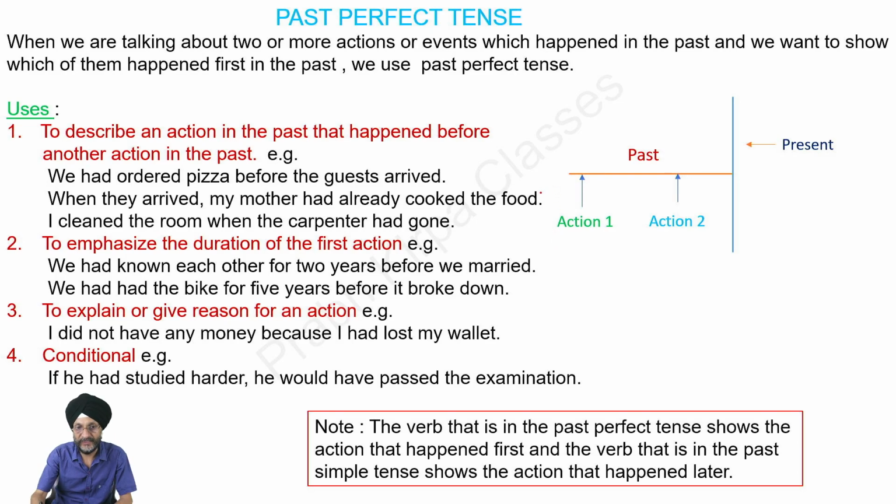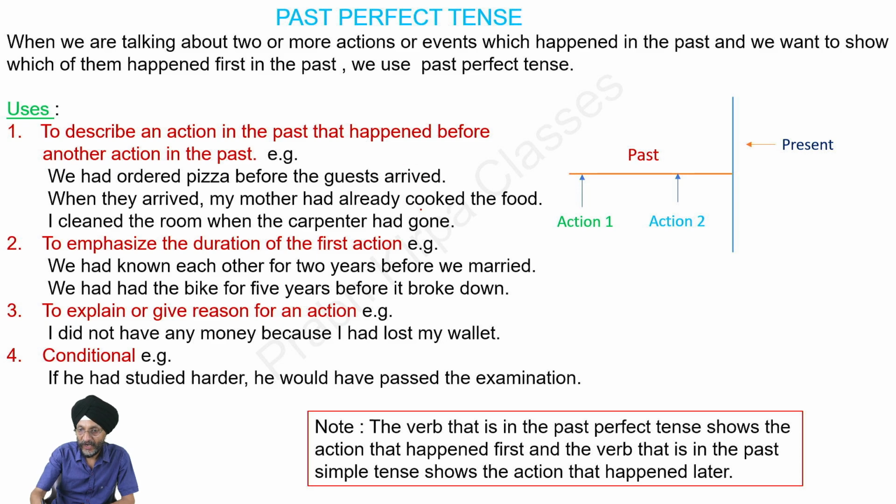Past perfect tense. When we are talking about two or more actions or events which happened in the past and we want to show which of them happened first in the past, we use past perfect tense. Here you will see the timeline. This is the action which happened first and this is action number 2 which happened later on. If we want to show that action number 1 has happened earlier, then we will use past perfect tense.